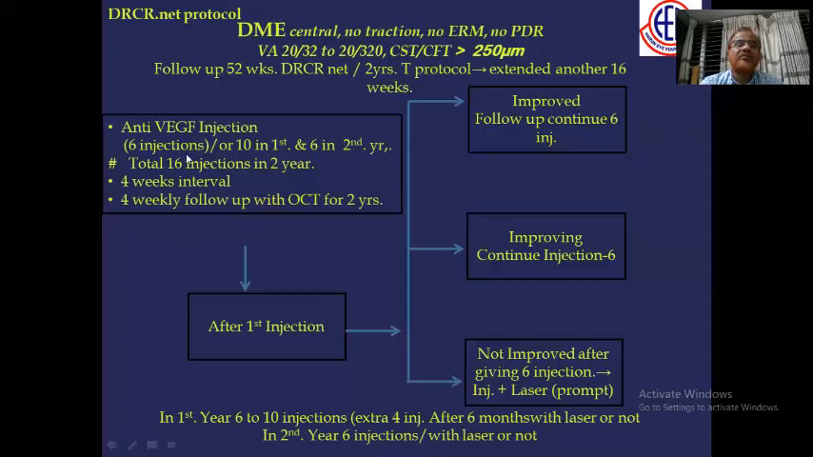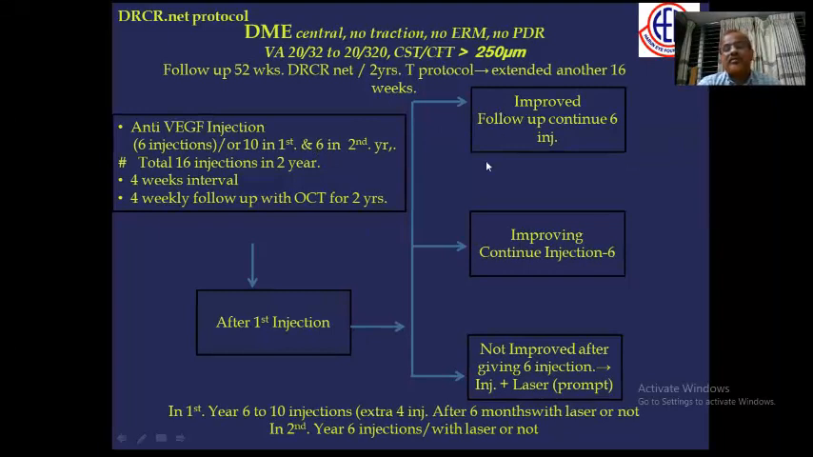If after giving 6 injections the macula is not dry but improving, in this situation another 4 injections are to be given in the first year, and in the second year another 6 injections at 4 week intervals when needed, until the macula remains dry with removal of the cystic space. After the first injection, if there is improvement, we complete 6 injections. Even if improving, in this situation we have to complete 6 injections.